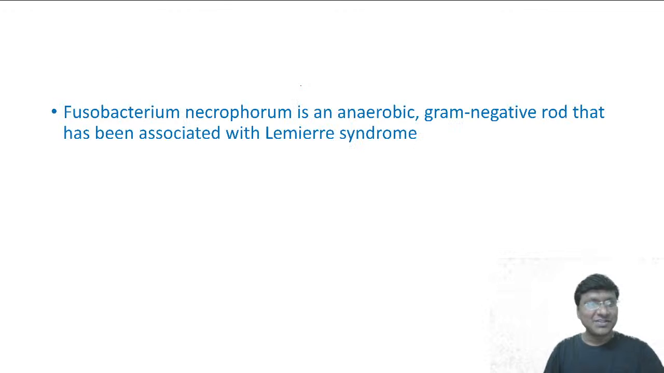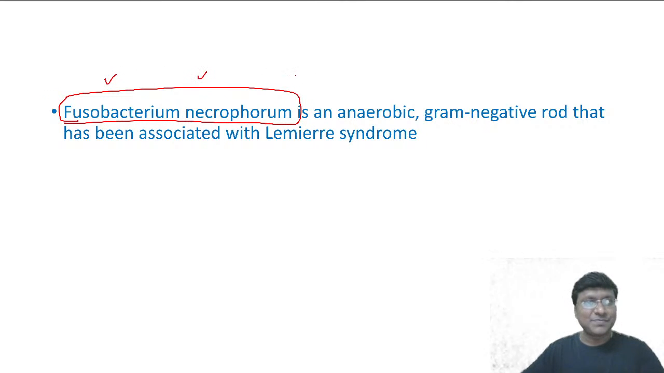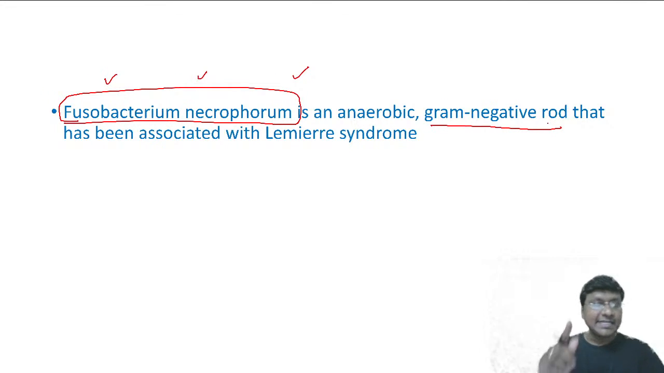Right. So the organism is Fusobacterium necrophorum. This is an absolutely new point for you. The organism is Fusobacterium necrophorum. It is a gram-negative rod, a gram-negative bacilli, and that is the one associated with the development of Lemierre syndrome.